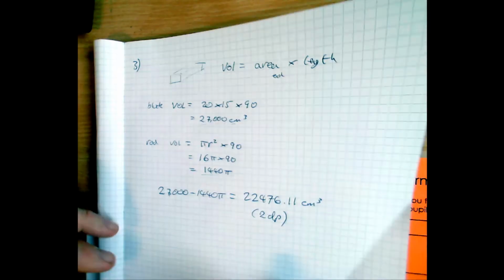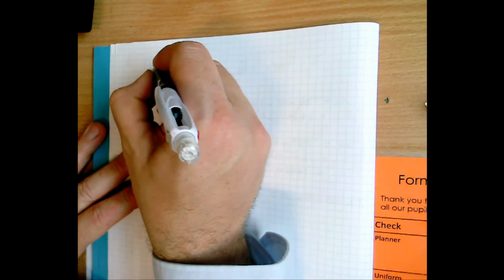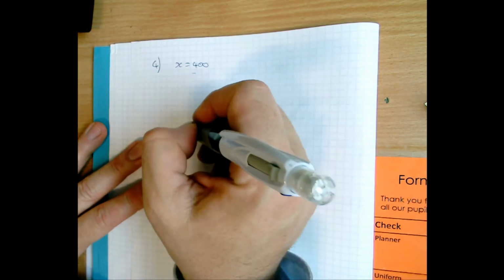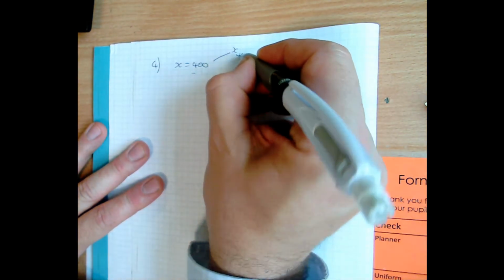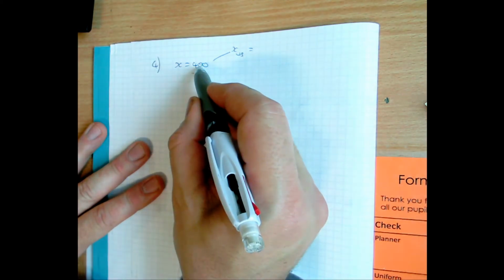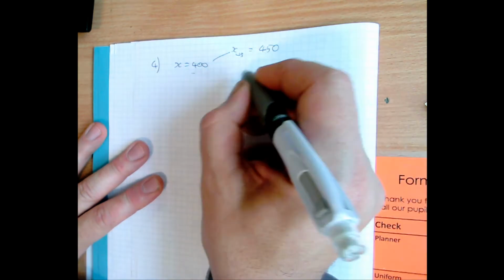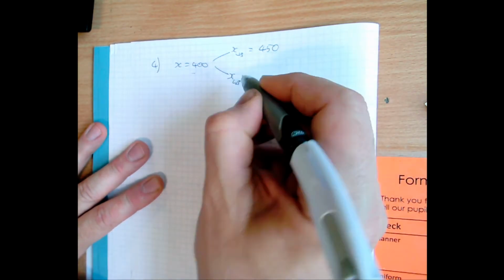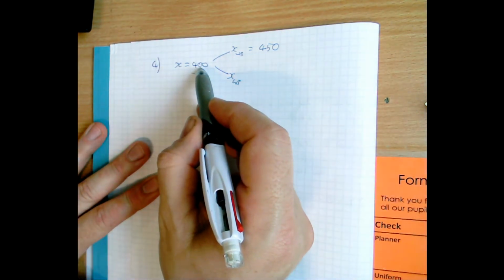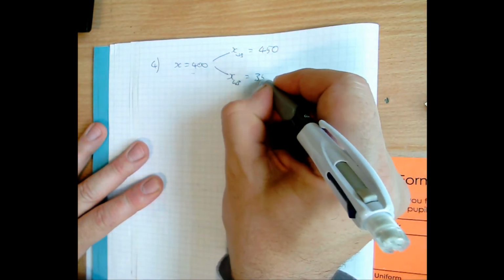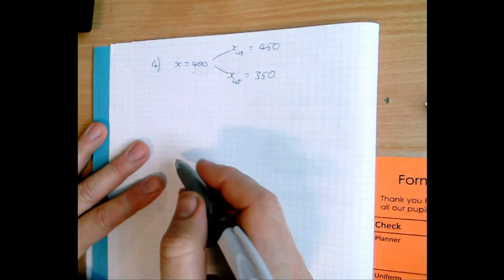Okay, number 4. 4 is a nice bounds question. So, x is given as 400 to one significant figure. So the upper bound, well, I look at the next digit, make that 5. The lower bound, I go down by whatever the next digit is. In this case it's 10, so I go down by 50. So there's my upper and lower bound for x.